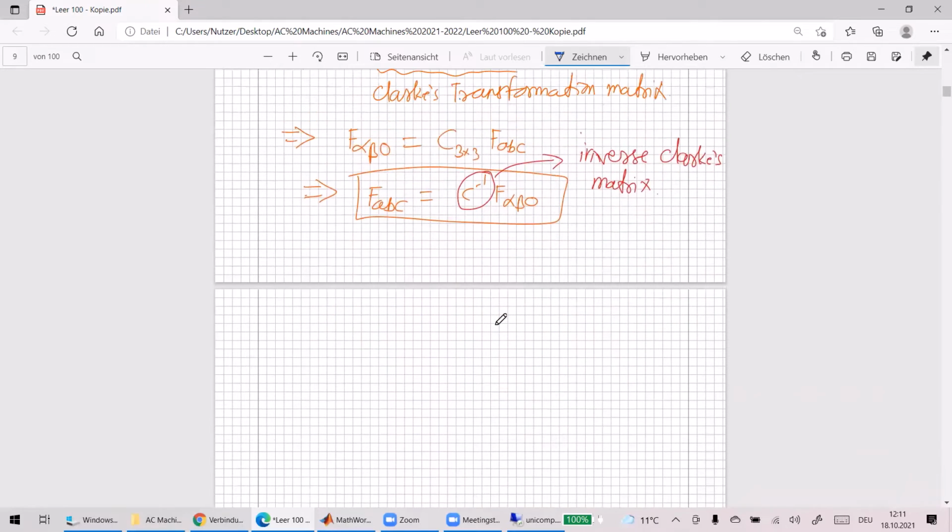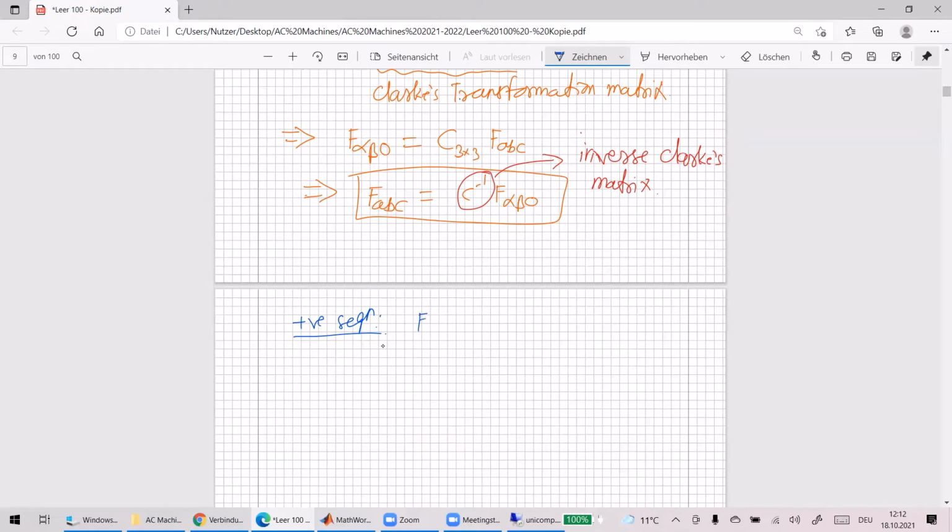As I told you in the beginning, the main purpose of the transformation is to make our fundamental components DC, right? So we want to focus on the fundamentals only. There are other harmonics, so we cannot make everything DC, but for sure we can make our fundamental components DC. So let's say just positive sequence, right? When I say fundamental, I mean positive sequence.